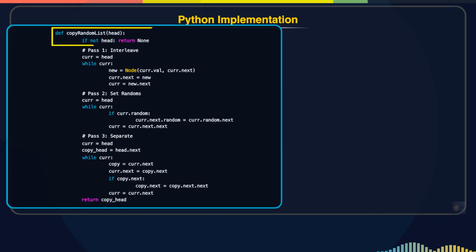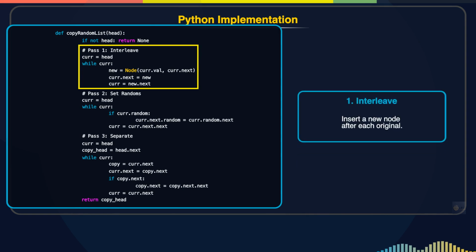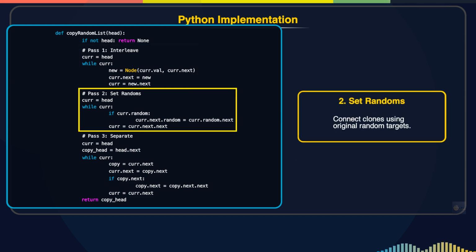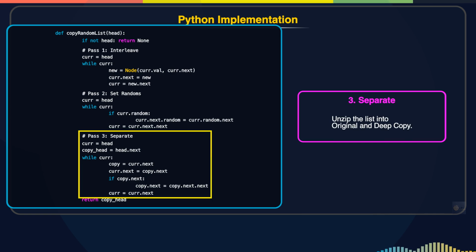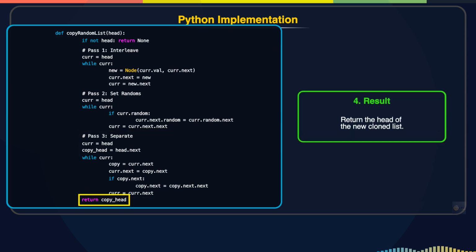We handle the edge case of an empty list first. Then, we start our first loop to interleave the nodes, creating a new node object and stitching it in. Next, our second loop sets the random pointers. We check if the original random exists, and then set the clone's random to the original's random.next. Finally, our third loop separates the lists. We use a copyhead variable to track the start of our deep copy, and then we adjust the next pointers in a single pass to restore both lists to their proper form.